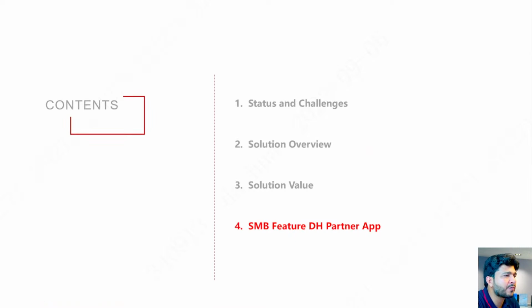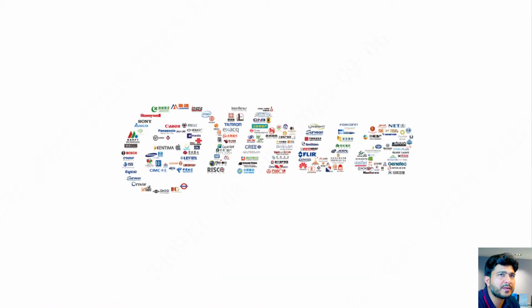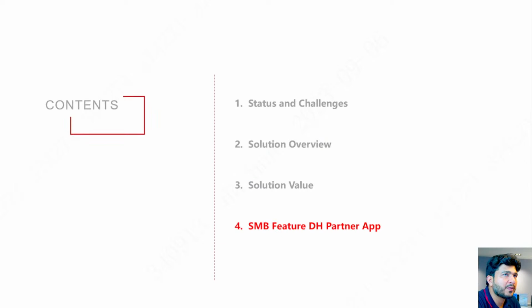So the fourth thing for today's session, which is very important, as you know, we have the DH Partner app. We got one new feature which is known as SMB. So what is the use of this SMB feature in the DH Partner app? We will go into detail for this. Please move forward.